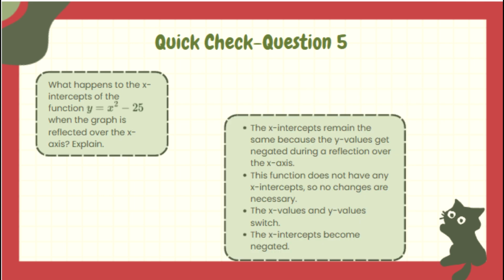And quick check question number 5. What happens to the x-intercepts of the function y equals x squared minus 25 when the graph is reflected over the x-axis? Explain. Same question it's been asking over and over. You can do this.